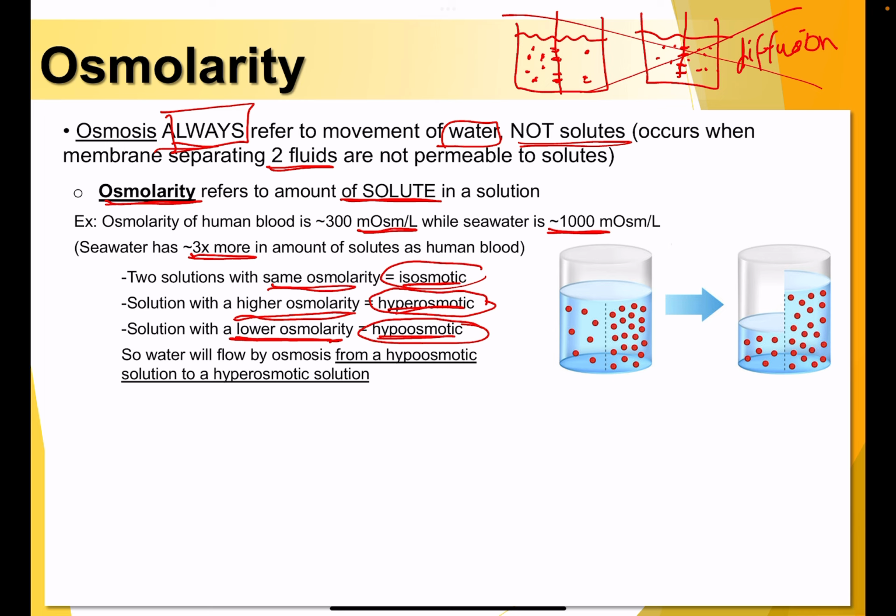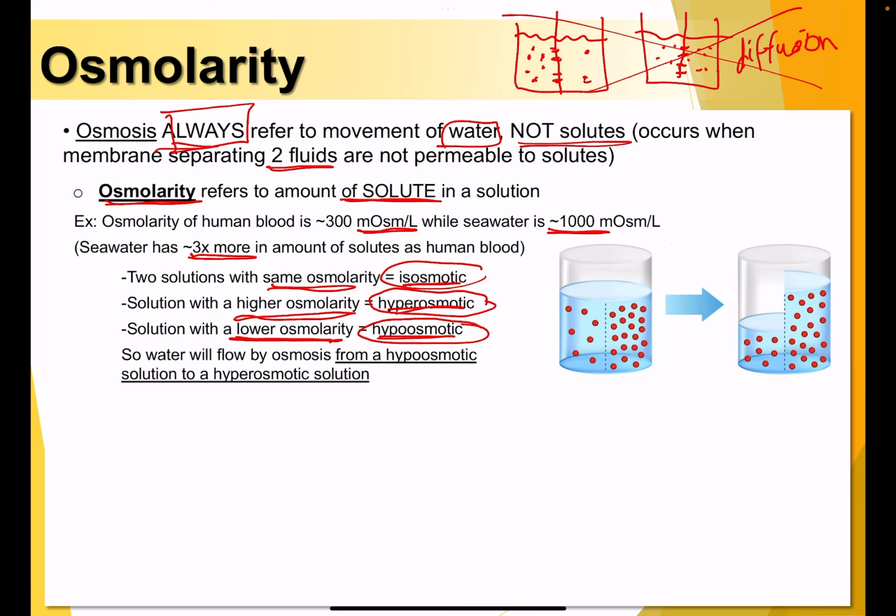So water will always flow by osmosis from a hypoosmotic solution to a hyperosmotic solution. Think about this in your head once again. I know that sounds like a mouthful. So water will flow by osmosis, in a sense, from a low concentration solution to a high concentration solution. That's really what that means. We always say water moves into the area with higher concentration. So that's why that statement makes sense.